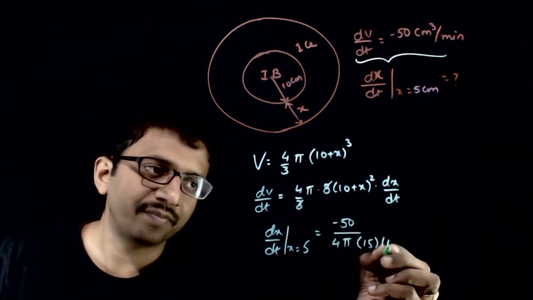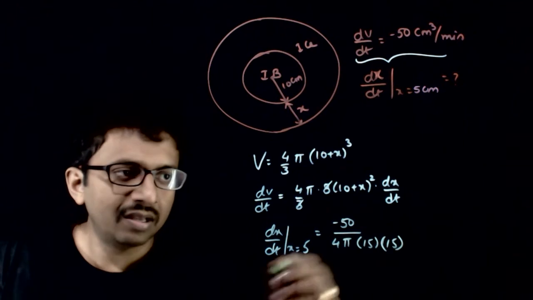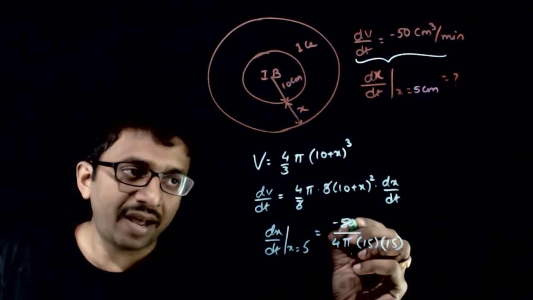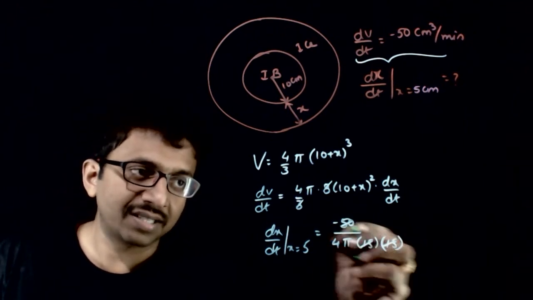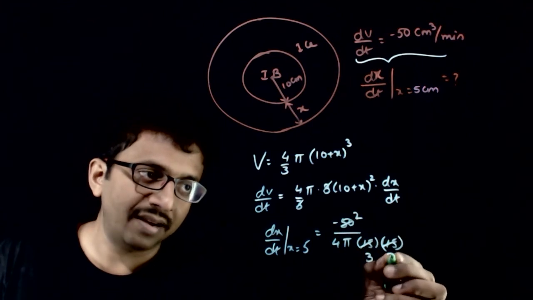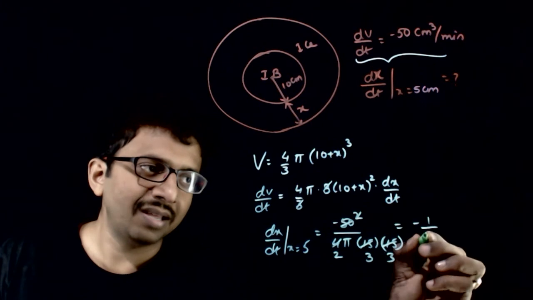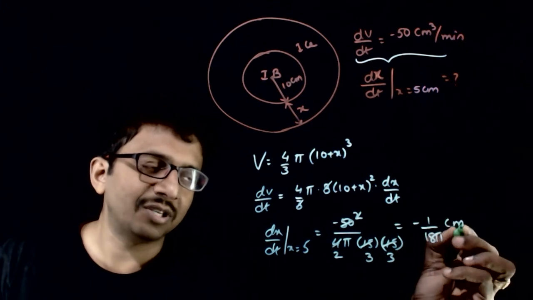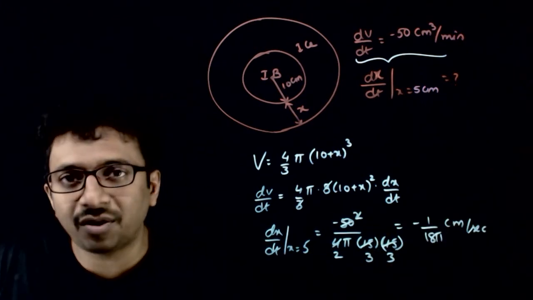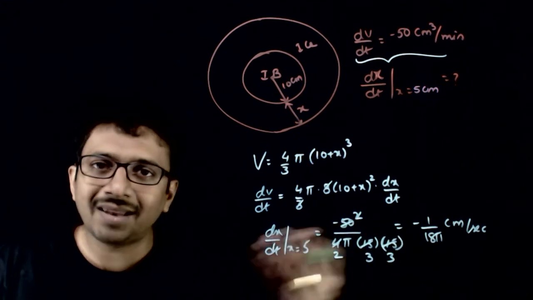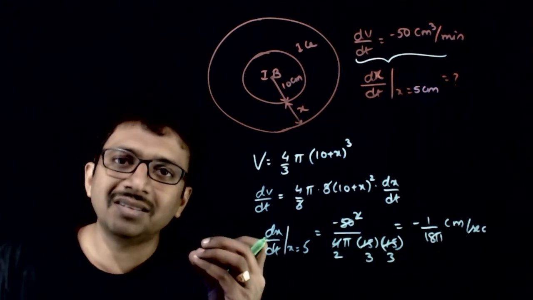15 times 15. So the two 5s get cancelled, 25 into 2, so 3 and 3, this 2 gets cancelled, 2 times. That is equal to -1/(18π) centimeters per second. That is the rate of change of the thickness. Minus implies the thickness is decreasing.